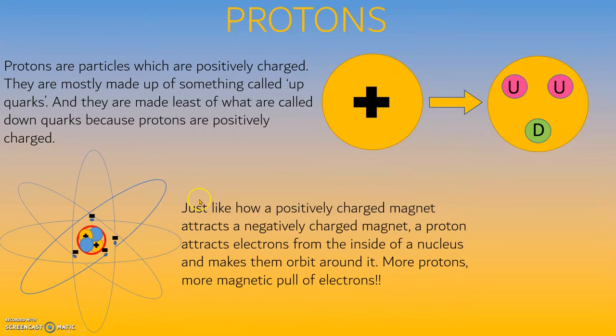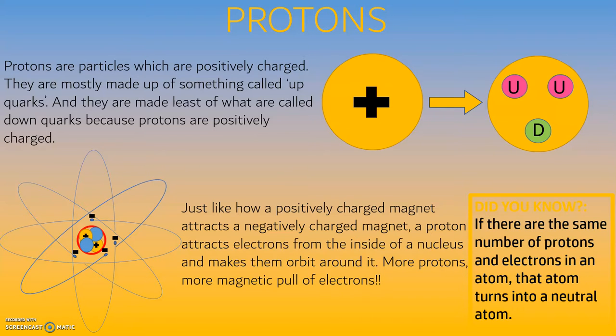And just like how a positively charged magnet attracts a negatively charged magnet, the proton attracts electrons from the outside of the nucleus. And because protons attract electrons, but the protons are inside the nucleus, the electrons will orbit the nucleus only, not those protons. Did you know if there are the same number of protons and electrons in an atom, the atom turns into a neutral atom? Neutral basically means with no charge. So this one has a similarity with neutrality.